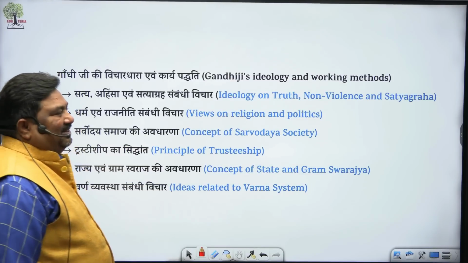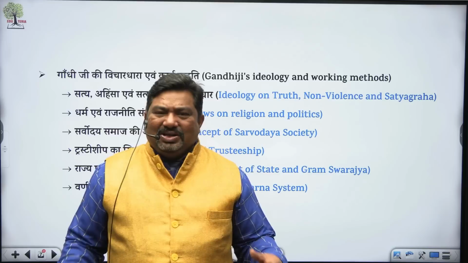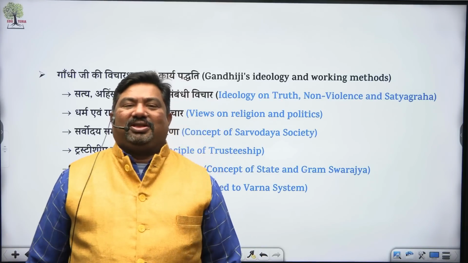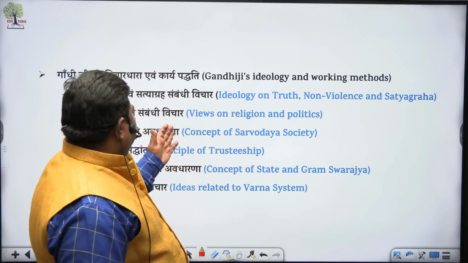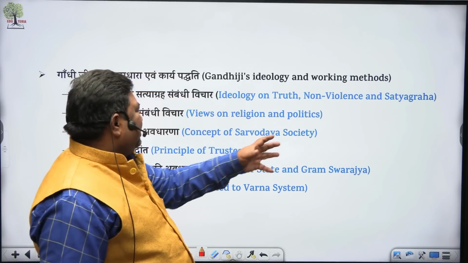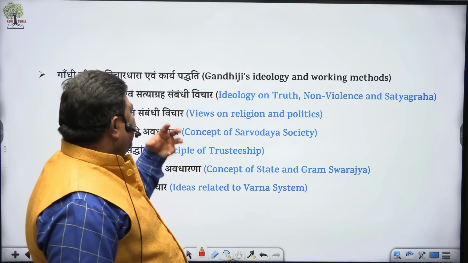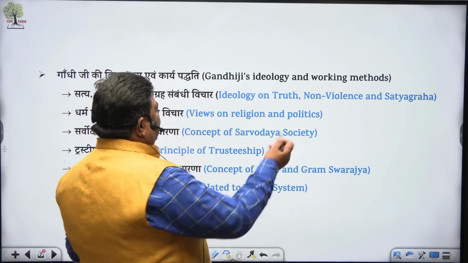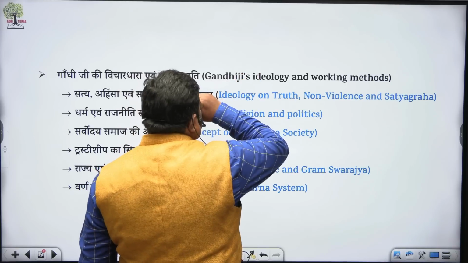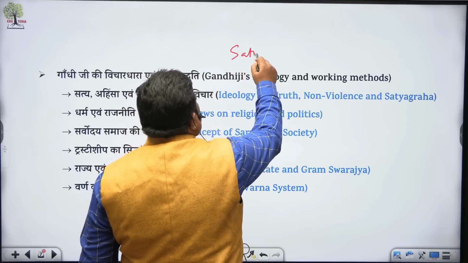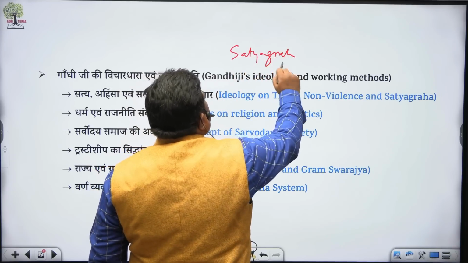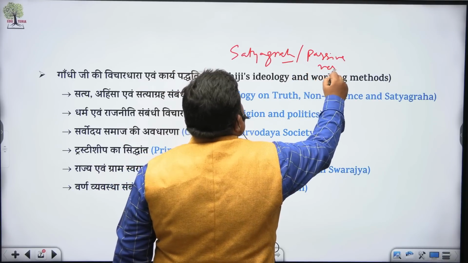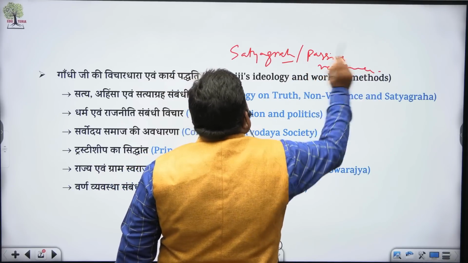Gandhi and Gandhism. In UPSC it's about Gandhi, in BPSC about Gandhism, more about Gandhism. Here: the ideology of truth, non-violence, satyagraha, trusteeship, religion, politics, Sarvodaya society. Sometimes they may ask you the Gandhian idea of satyagraha and how it is different from passive resistance. They might ask you.